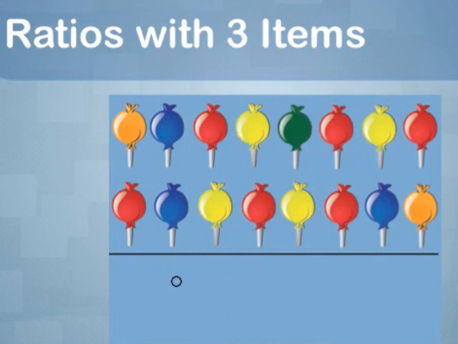Here's another example. The ratio of green to orange lollipops is 1 to 2. The ratio of orange to yellow is 2 to 4. The combined ratios are 1 to 2 to 4.